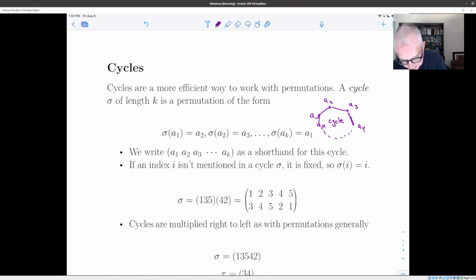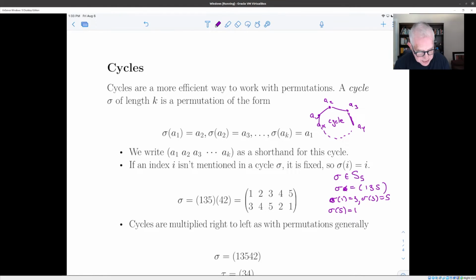If you have a cycle and you don't mention an index, then that means that that cycle leaves that index alone. So for example, if sigma is in S5 and sigma is equal to the cycle (1, 3, 5), that means sigma of 1 is 3, sigma of 3 is 5, sigma of 5 is 1, and the other two elements, sigma of 2 and sigma of 4, get left alone.